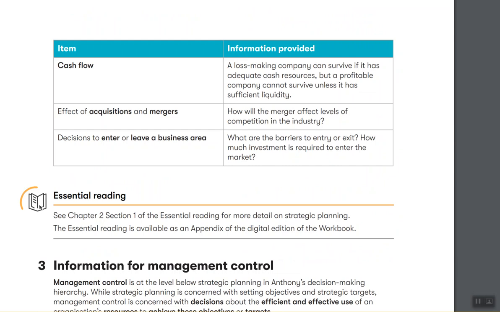Next, it gives us information about the cash flow of the organization. Remember, profit is as important as cash flow. It helps especially to survive the business in the short term. Effective acquisitions and mergers. What if we buy another company? What if we combine with another company? What will happen? Should we enter or leave a market, which simply means should we enter a particular market or should we exit from that market?